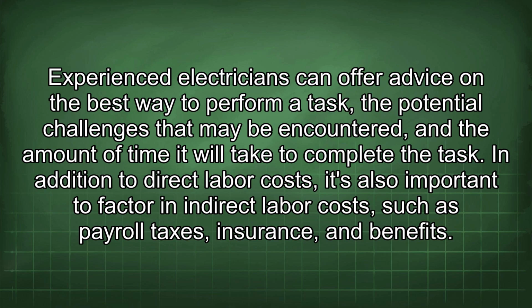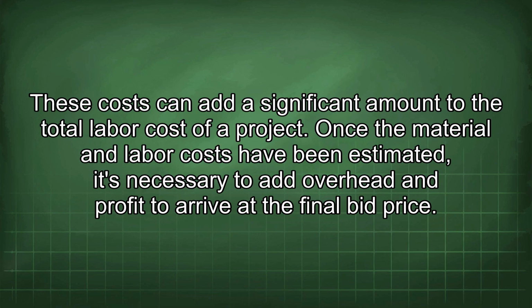In addition to direct labor costs, it's also important to factor in indirect labor costs, such as payroll taxes, insurance, and benefits. These costs can add a significant amount to the total labor cost of a project. Once the material and labor costs have been estimated, it's necessary to add overhead and profit to arrive at the final bid price.